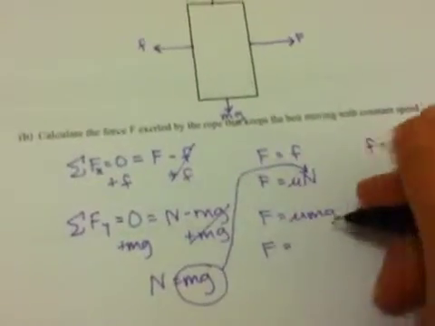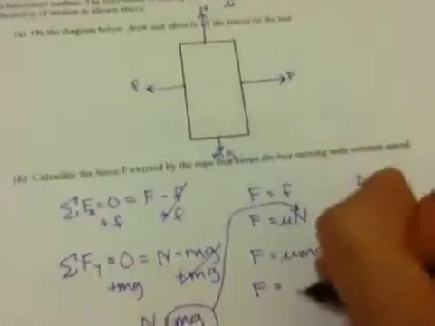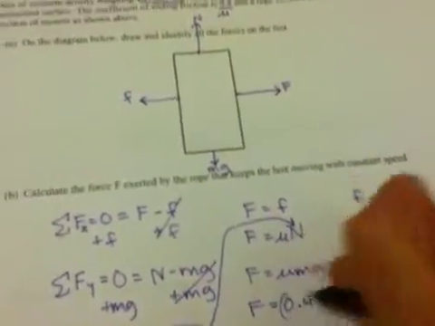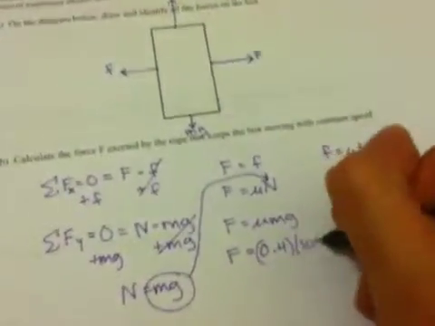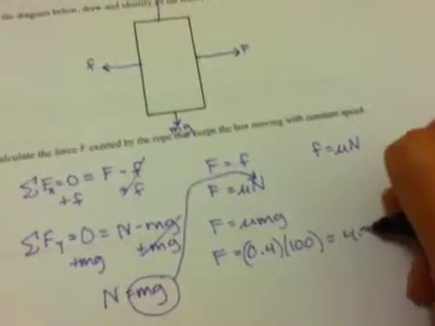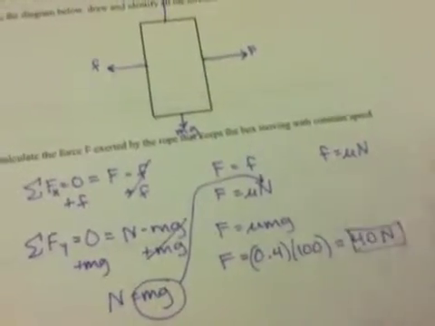Now let's plug in. Mu, they said, is 0.4, so 0.4. Our mg, remember, is this 100 newtons. So we say times 100, and we get a force of 40 newtons.